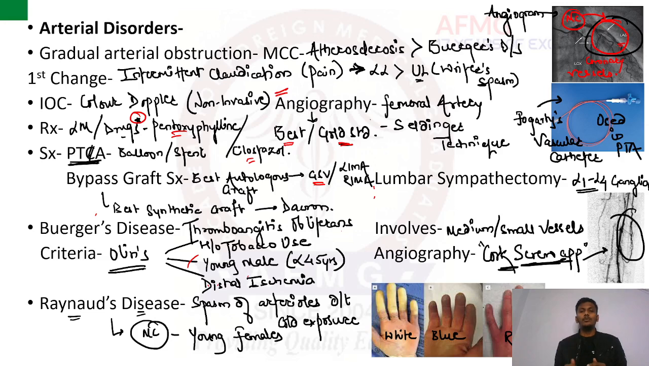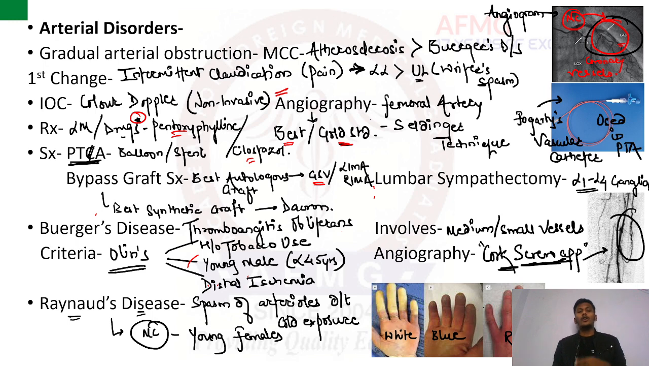Okay, we try to remove the L1 to L4 lumbar ganglia, due to which there would be increased blood flow to the lower limbs. So restoration of blood flow would be seen in the lower limbs after lumbar sympathectomy. So these surgeries can be performed: either a PTA, or a bypass grafting surgery, or a lumbar sympathectomy. I hope this is fine.